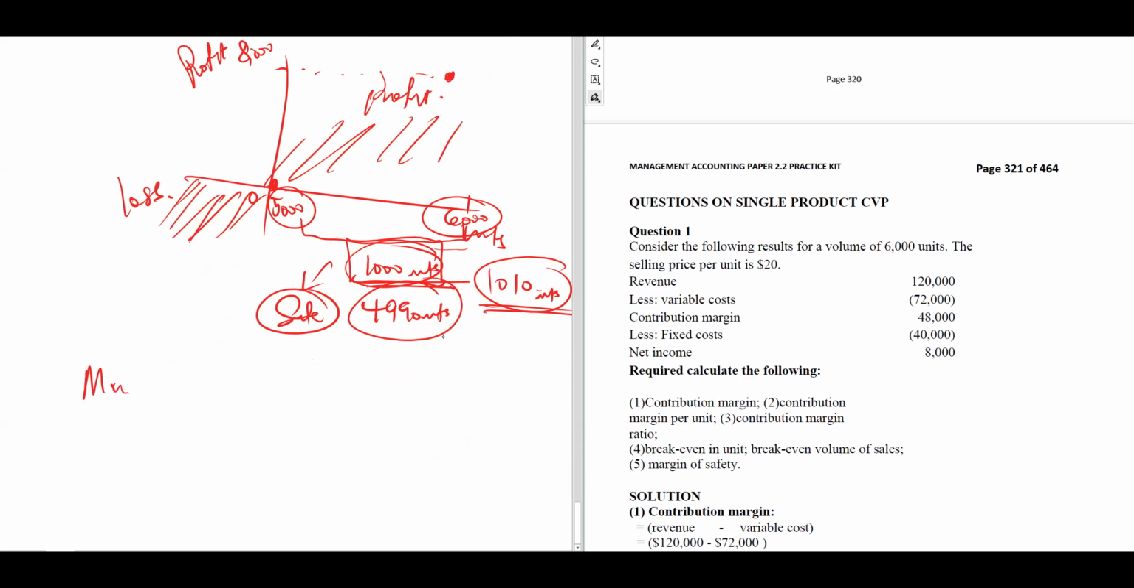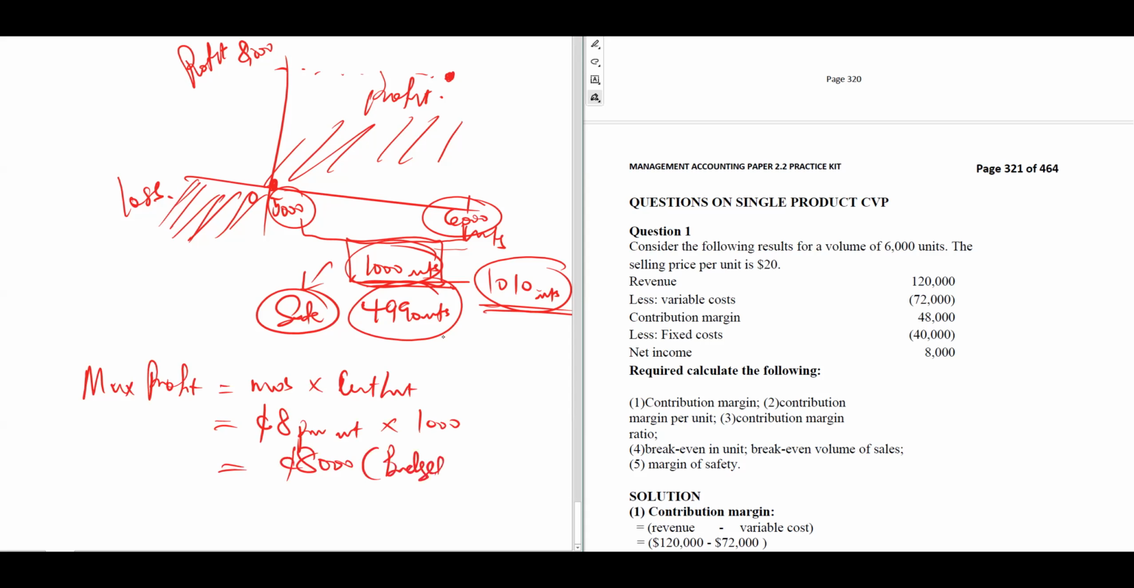So the maximum profit this company can make is to take your margin of safety and multiply by your contribution per unit. Let's see if we get the maximum profit. The contribution per unit was 8 cedis, and the margin of safety was 1,000. If you multiply, don't you get 8,000? Which is still the same as the maximum budgeted profit. Check the statement. Was the budgeted profit not 8,000?